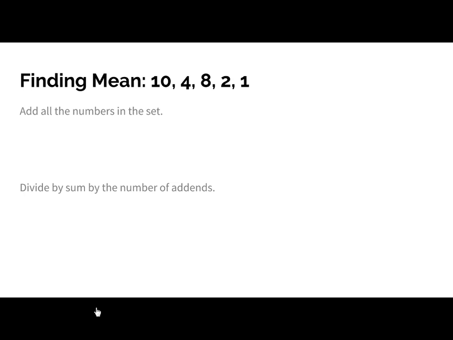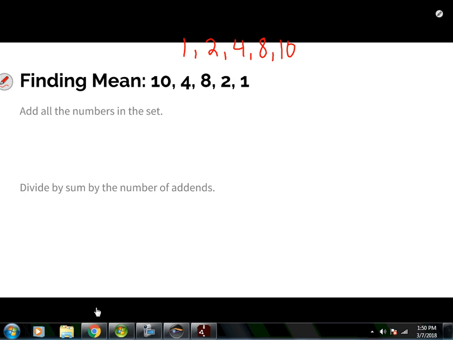So it's good practice when finding central tendency to always put your numbers in order from least to greatest. You don't have to do this with mean, but it's helpful. So we have 1, 2, 4, 8, and 10. Okay, so we're going to take these numbers and add them all up together.